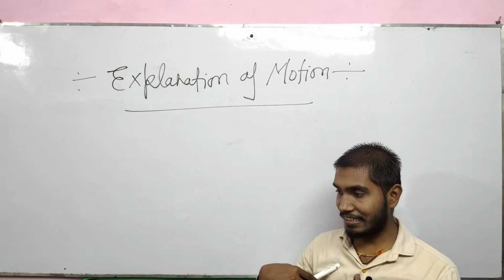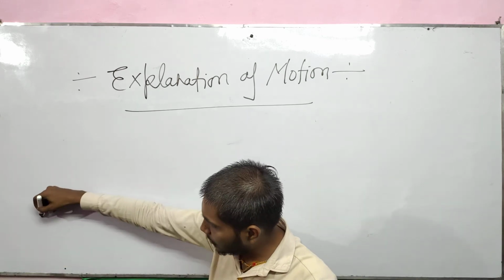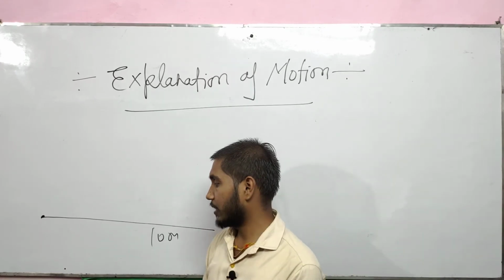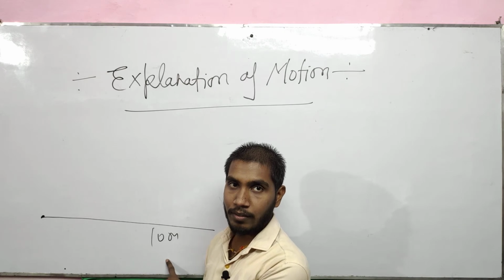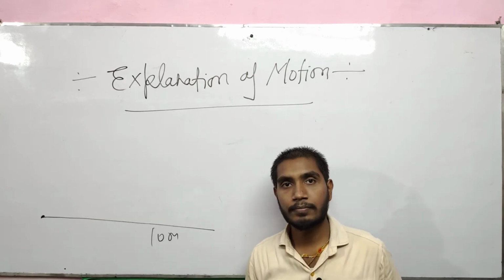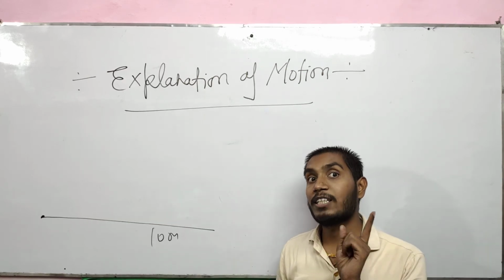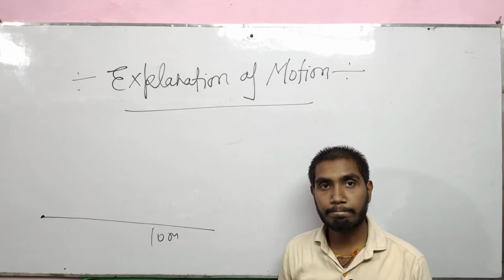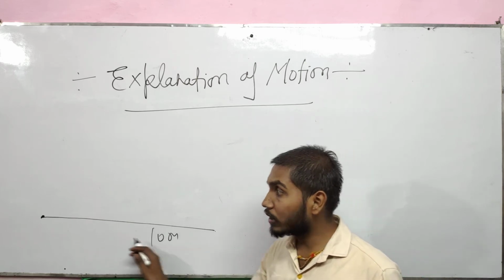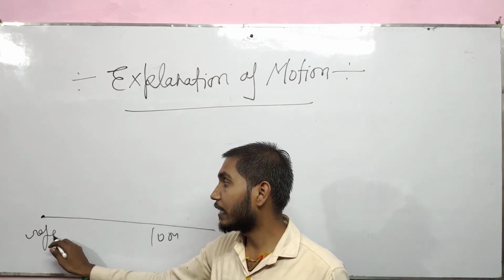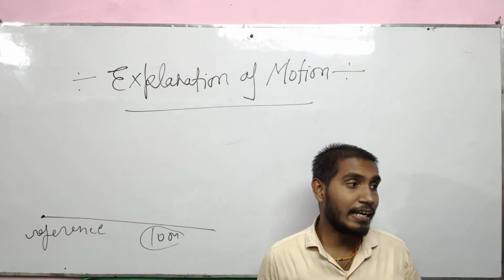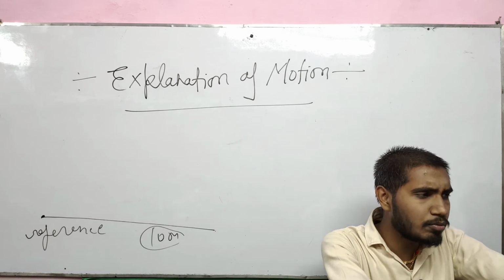Position means my distance from this point. If this is the reference point, this distance is 10 meters. This is my position. And with the help of position, we know the displacement, the speed, the velocity. But to know the position, we have to know the reference point. And the reference point is the origin point that I tell you.